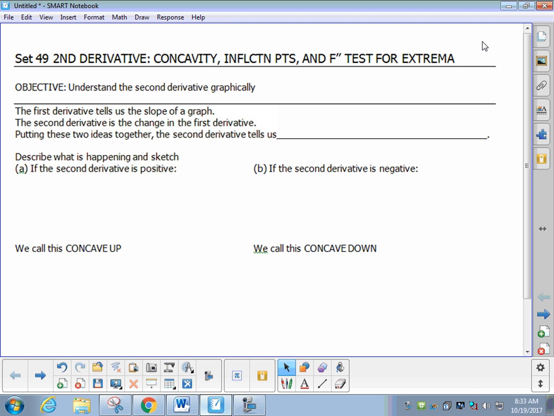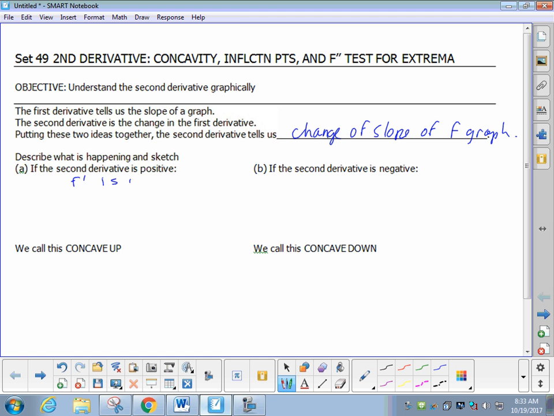Change in the slope, okay? Second derivative tells us change of the slope of the graph. Okay? Now, let's talk about this then. Say, what's happening if the second derivative is positive? Now, if the second derivative is positive, that means the first derivative is increasing.